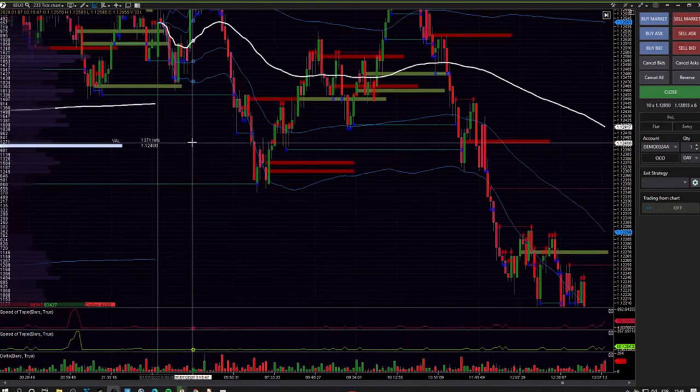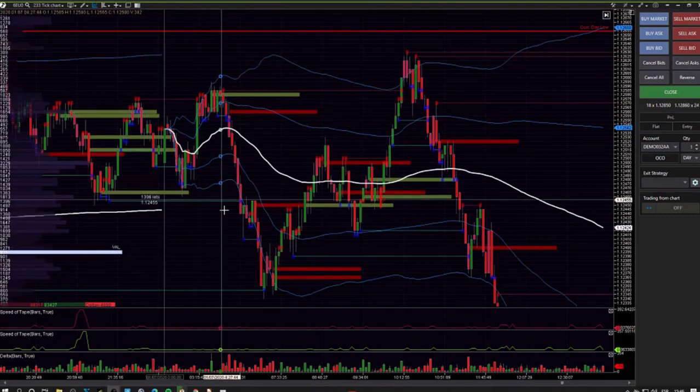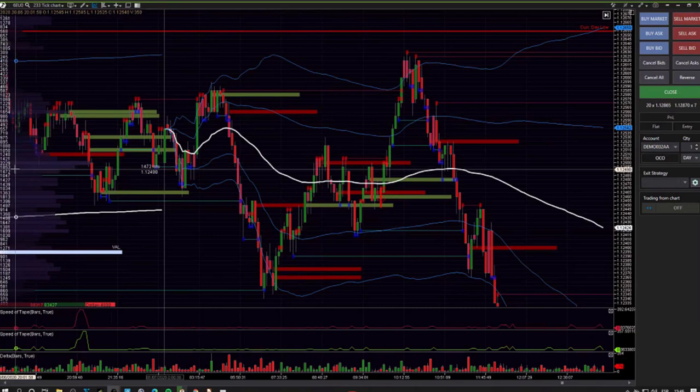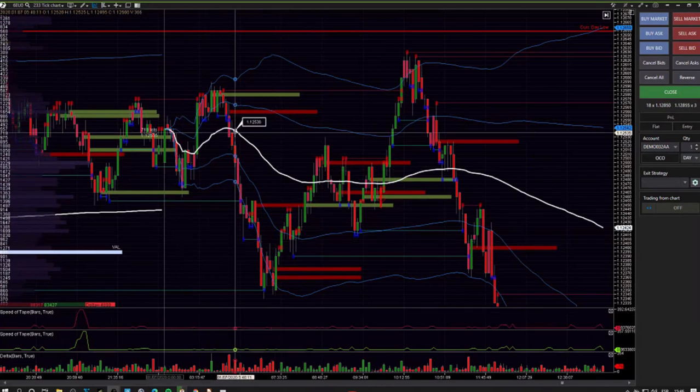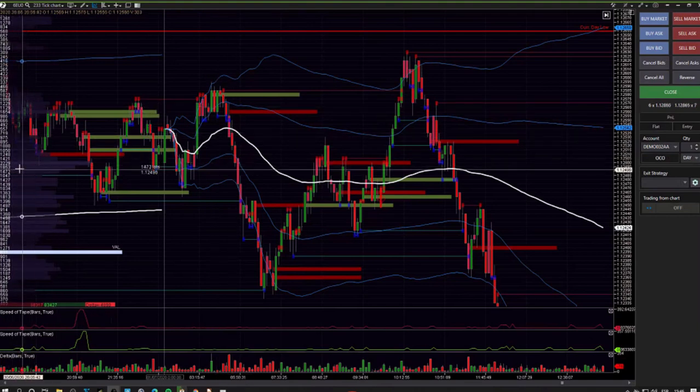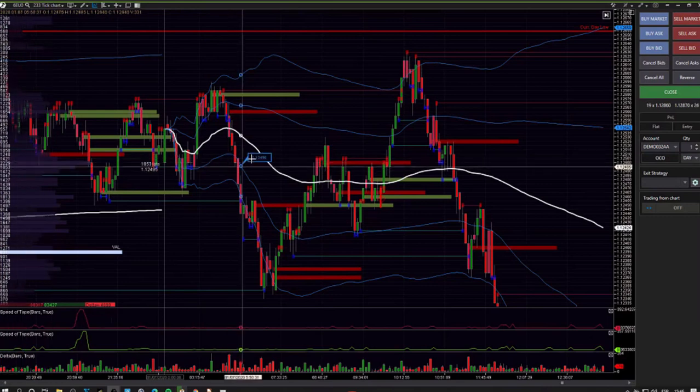Right here, this line, okay? So I can see what happened yesterday, and I can see the actual volume here on the left. Remember that volume is useful if you're using this horizontal. If you're using a vertical volume, it's pretty much useless because it only tells you that there was volume on that candle, but horizontal volume tells you how much volume was actually traded at a given price.